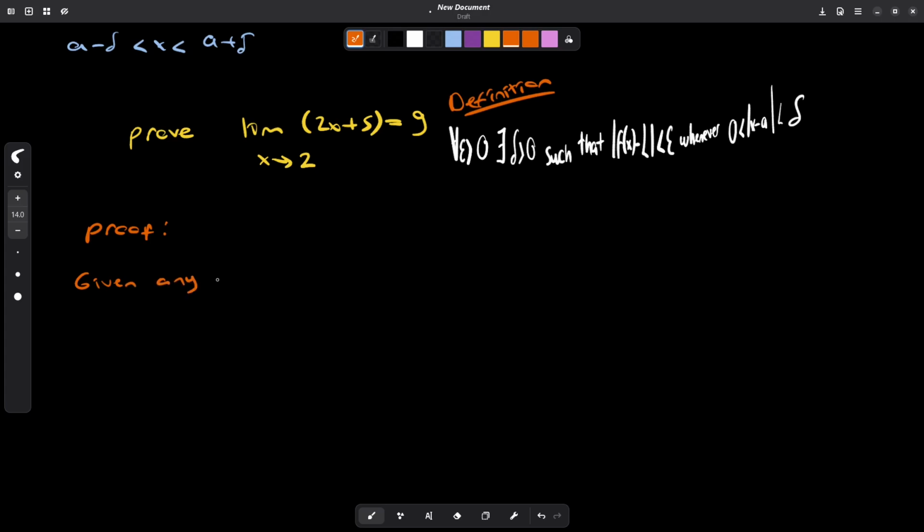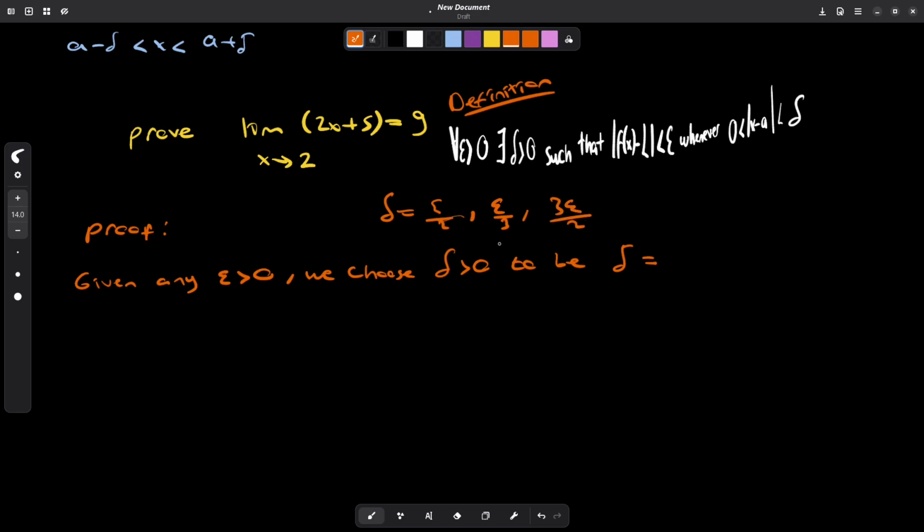Given any epsilon greater than 0, and now I have a delta greater than 0, we choose delta greater than 0 to be something, right? What is my delta? My delta can be epsilon over 2, epsilon over 3, 3 epsilon over 2. I don't know, but I know one thing. My goal is finding the delta. How am I gonna do that? By using the other part of my definition. I will keep this part blank for now until I figure out what my delta is.